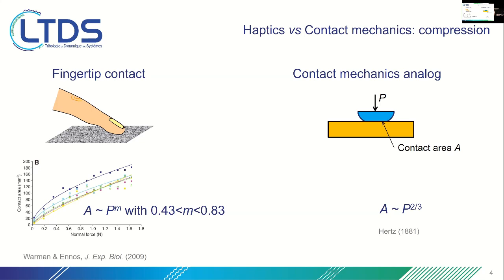Interestingly, when we do similar experiments, pressing a fingertip on a surface, we find a very similar power law relationship between area and normal load, with an exponent m which is bracketing the 2/3 exponent from the Hertz theory. Of course, there is not a perfect agreement because the real fingertip is much more complex than this simple elastic sphere.